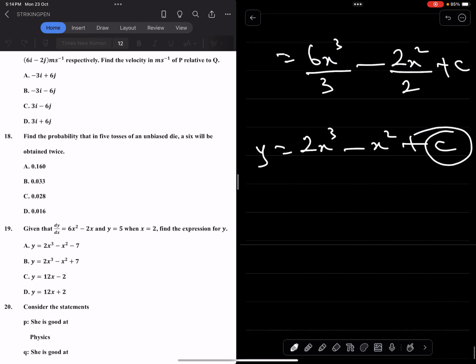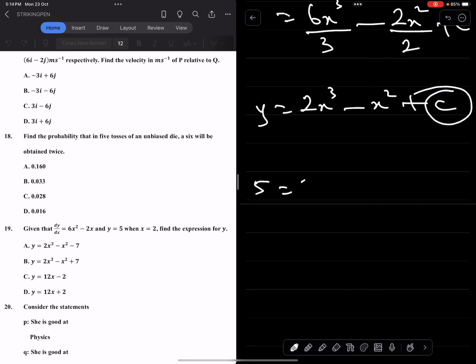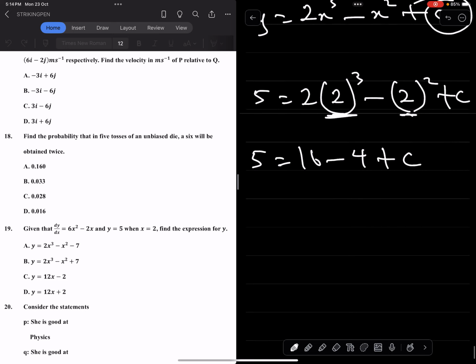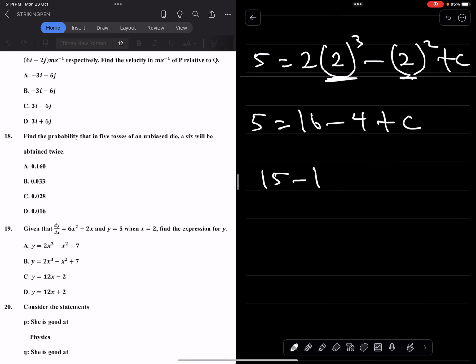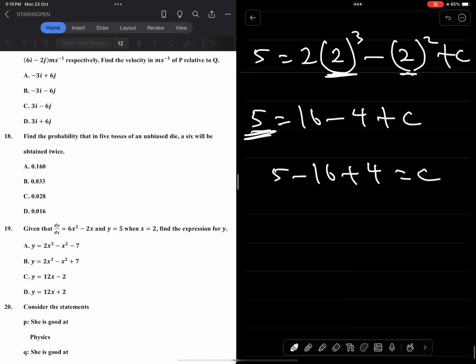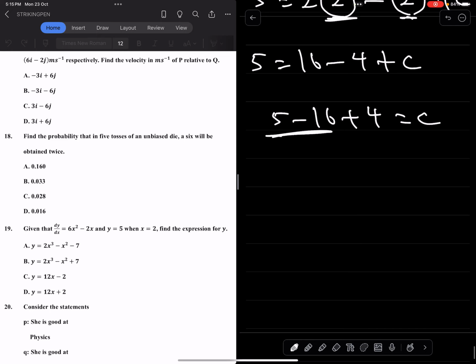So that simply means 5 equals 2 times 2 raised to the power 3 minus 2 raised to the power 2 plus c, which means 5 equals 2 raised to the power 3 is 8 times 2, 16, minus 2 raised to the power 2 is 4 plus c. Oh no, that should be 5 minus 16 plus 4 equals c. 5 minus 16 is minus 11, plus 4 is minus 7. That means c equals minus 7.